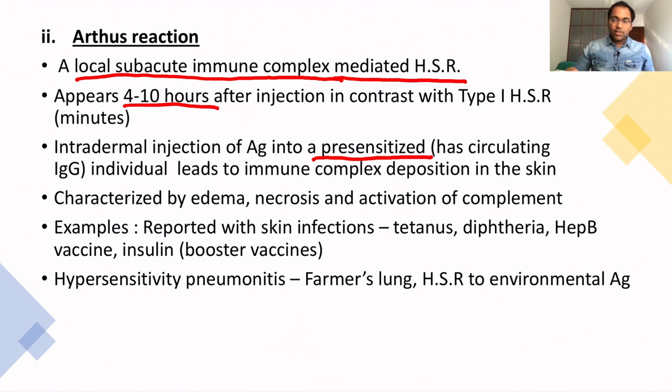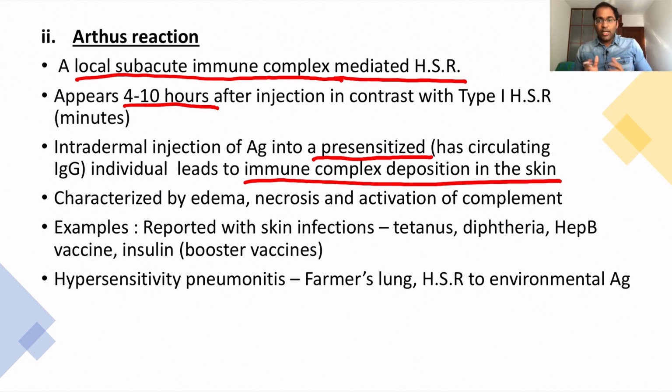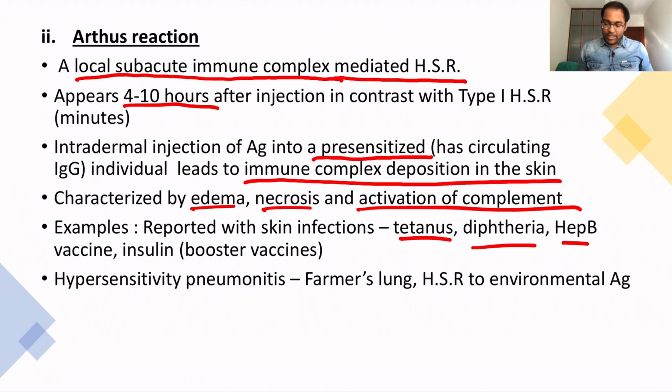So when you give an intradermal injection of the antigen, the individual will have an immune reaction, and that would lead to immune complex deposition in the skin where you put the intradermal injection. So at the site of the injection, you'll have the immune complex deposition that would lead to inflammation and other kinds of immune response. The reaction is characterized by edema, necrosis, and activation of complement. Now the examples are reported with skin infections such as tetanus, diphtheria, hepatitis B vaccine, and insulin. Hypersensitivity pneumonitis is also called farmer's lung, and this is a hypersensitivity reaction towards environmental antigen.